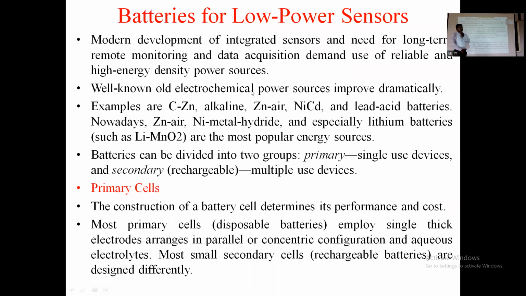A primary source or primary cell is used for only one device, and a secondary source can be used for multiple devices. Also, the secondary cell is called a rechargeable type of battery, and the primary cell is called a disposable type of battery, right? That means a primary cell is not rechargeable. Once it gets discharged, we dispose of it.